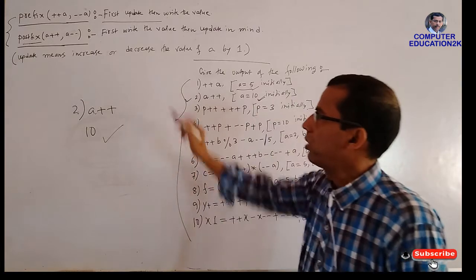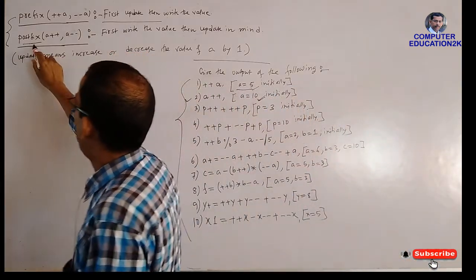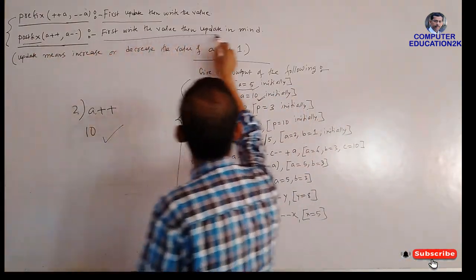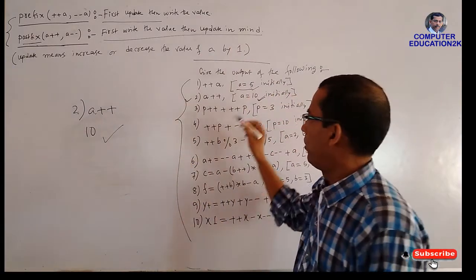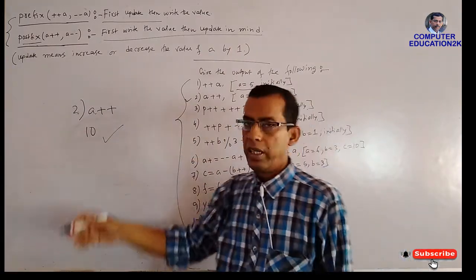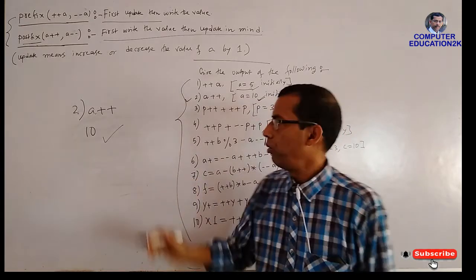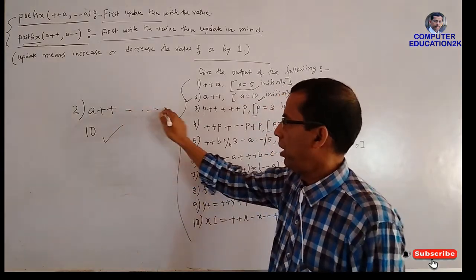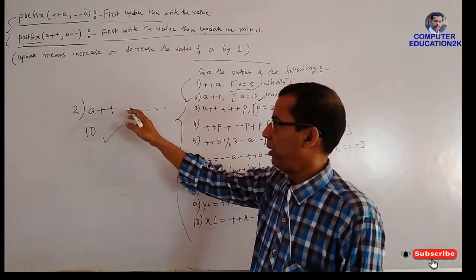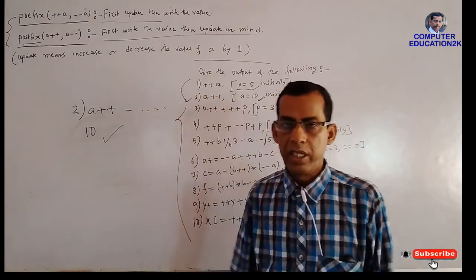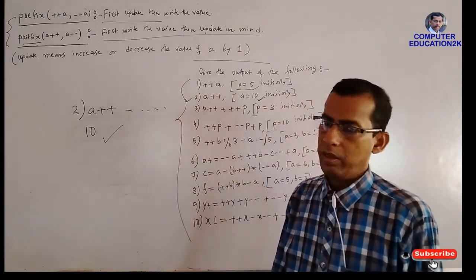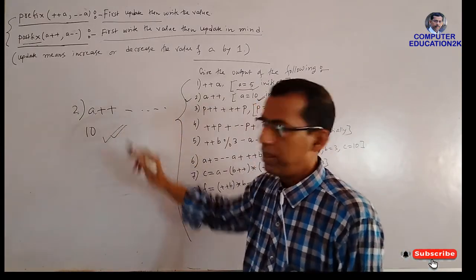Because according to postfix, first write the value, then update in mind. The value of a is 10, so I have written 10 and updated in mind, so a will now become 11. Now nothing is there. If there was any a here, I would have written the value of a, 11, there. But nothing is here, so the answer is 10.